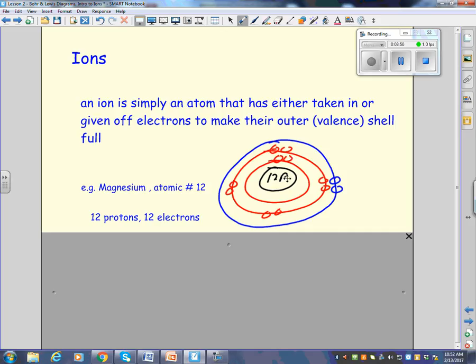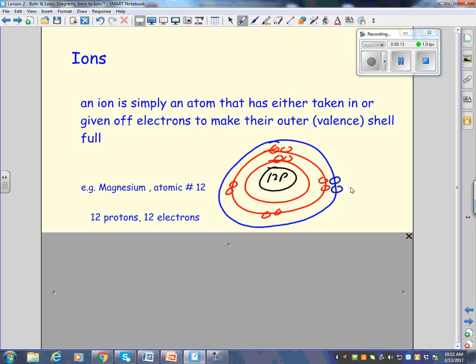There's the 2 in the inner shell. So 2, 4, 6, 8, 10. It's got 12, right? So how many valence electrons does it have? 2. It's got 2 in its outer shell. It's unhappy. It's got too many or not enough in its outer shell.